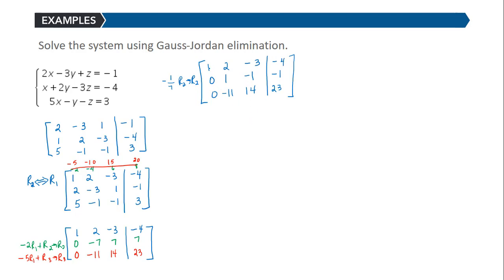So I have a 1 in the first row, first column, zeros below it. A 1 in the second row, second column, I need a 0 below it. So to get a 0 below it, I'm going to have to add 11 to negative 11.